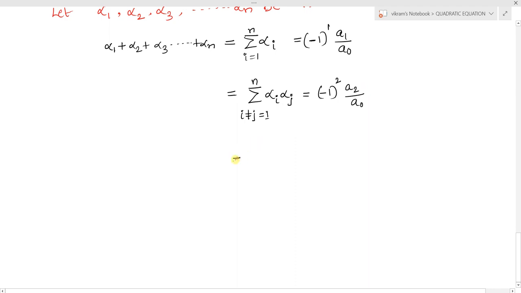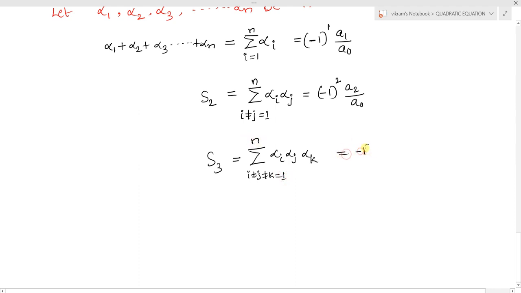Now the next one, taking 3 roots at a time, that means alpha, beta, gamma. That means the 3 roots are different, alpha 1, alpha 2, alpha 3. Then we can write it as i not equal to j not equal to k, where these go from 1 to n.